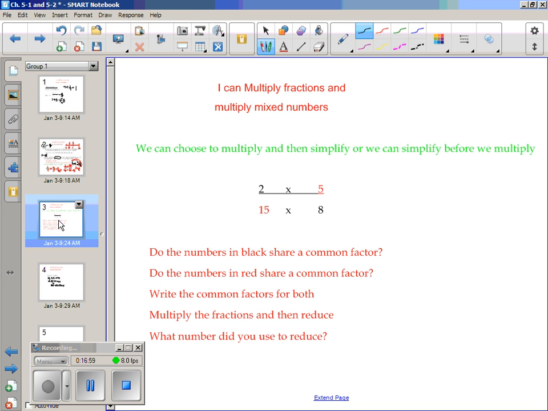And then what we get, class, is the common factor? That would be a 2 is the common factor. 2 goes into both 2, because 1 times 2, and 2 goes into 8, 2 times 4. All right? Do the numbers in red share a common factor? 3 doesn't go into 5. It is 5. Okay?